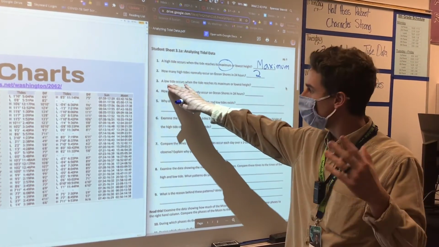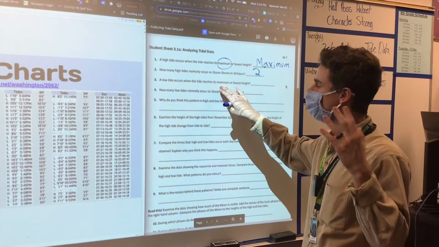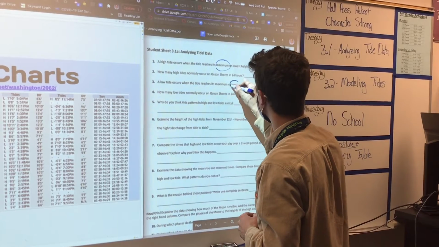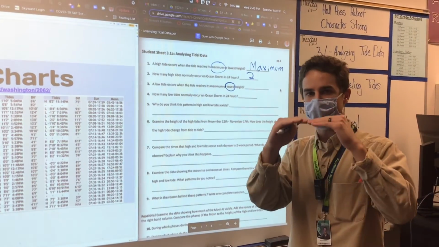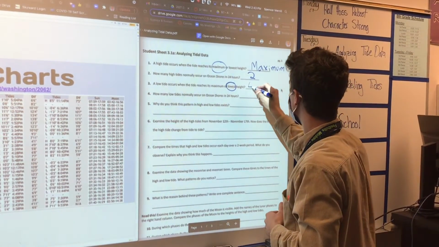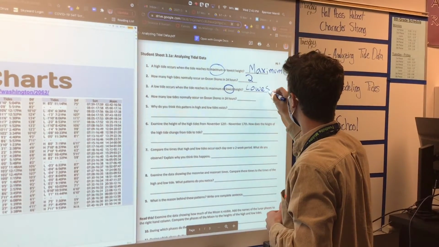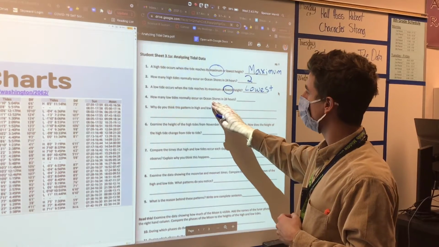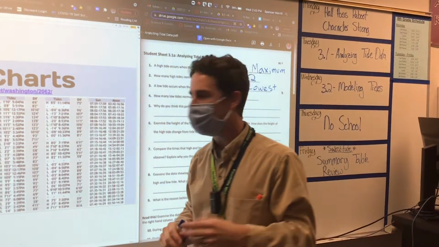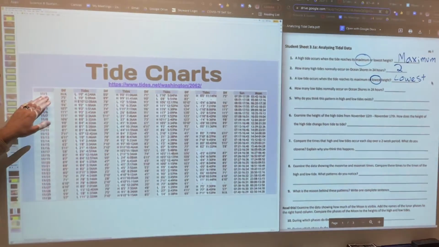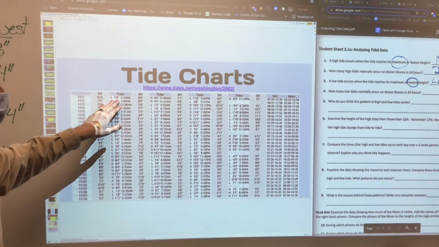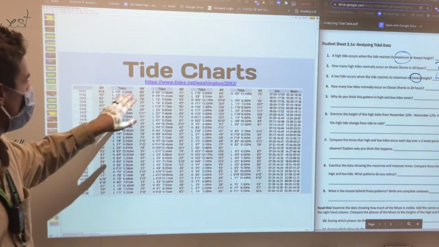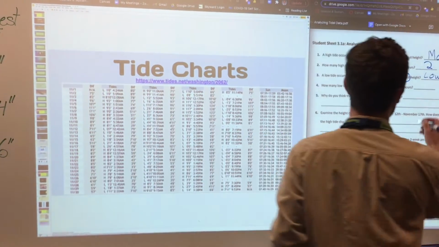Number 3 says, a low tide occurs when the tide reaches its maximum or lowest height. The correct answer is lowest. It's when the ocean level lowers. Number 4, how many low tides occur on Ocean Shores in 24 hours? If you look back at November 1st, we can see there's a low tide, high tide, low tide, and high tide. So there are 2 low tides that occur in 24 hours.